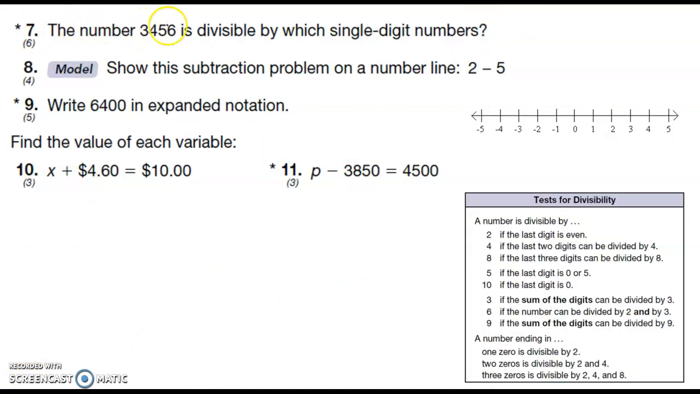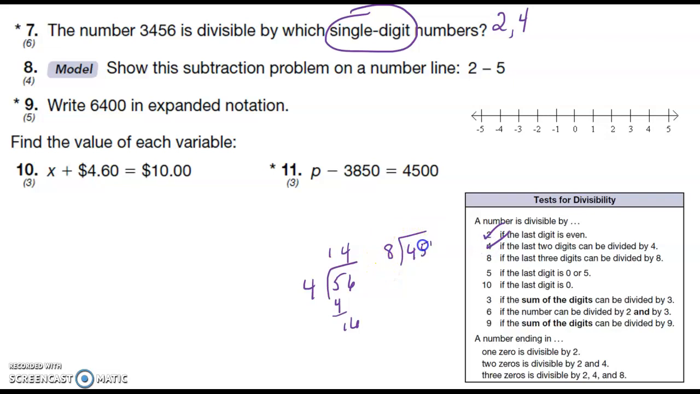Number 7. The number 3,456 is divisible by what single digit numbers? So again, we're going to use our test for divisibility. It's divisible by 2 because it ends in 6, which is an even number. Let's see, 56. Does 4 go into 56? I don't think. Yeah, it does. Okay, so 4 works. 8, so 8 would have to go into 456.